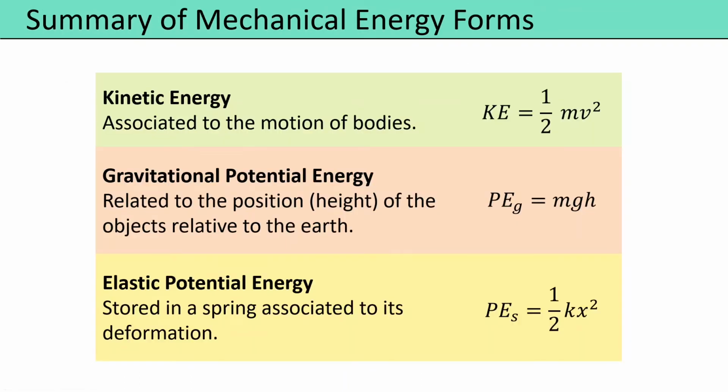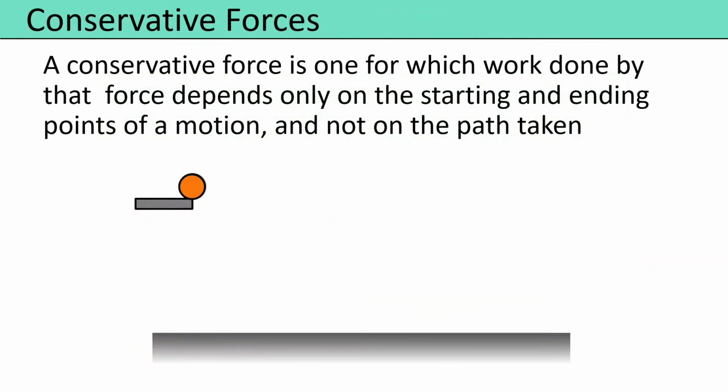So to summarize, we now know how to calculate 3 different types of energy: kinetic energy, gravitational potential energy, and elastic potential energy. Now, to understand the relation between kinetic energy and the potential energies, it's important to understand the concept of conservative forces. So, what is a conservative force? A conservative force is defined as a force for which the work done by that force depends only on the starting and ending points of the motion of the object.